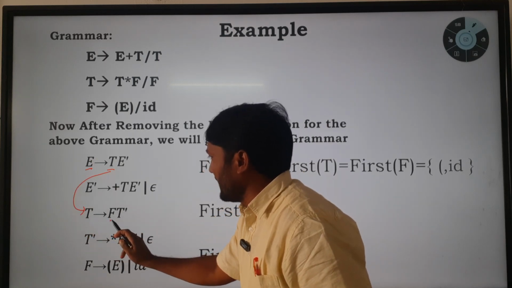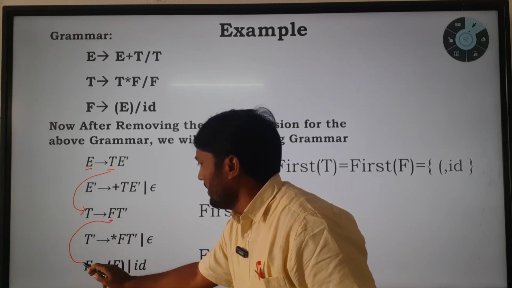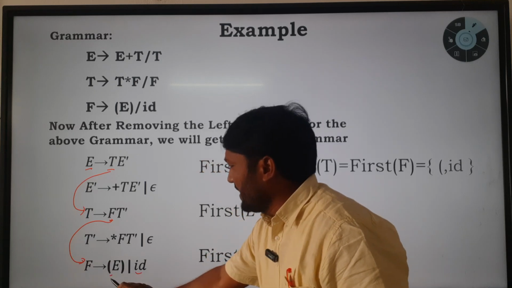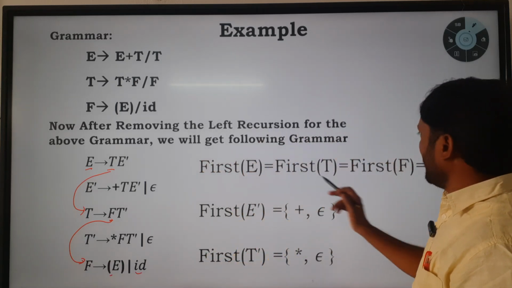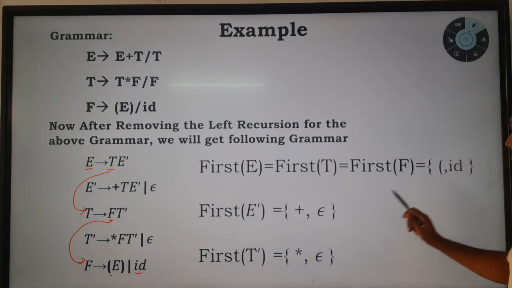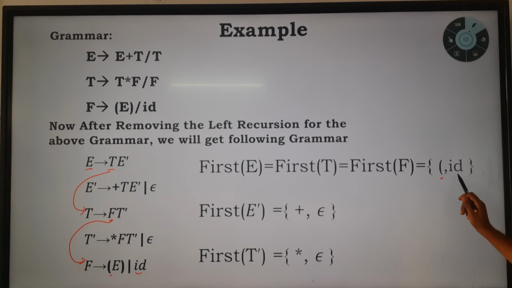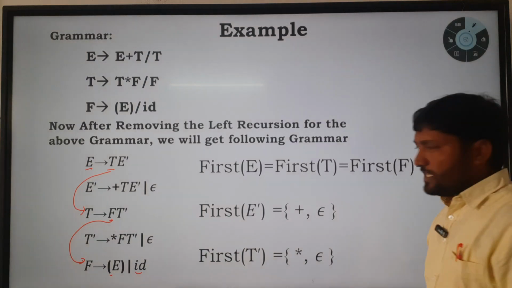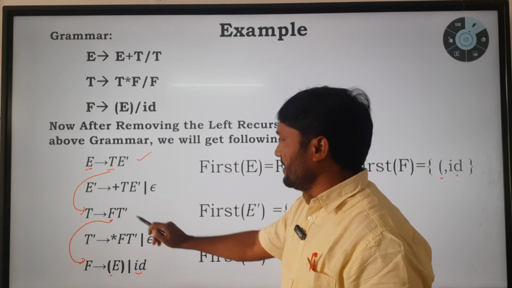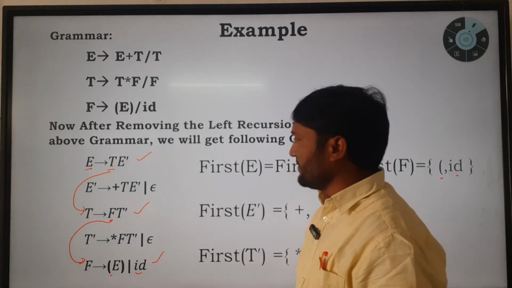Now T has a non-terminal symbol, so again come to the F production. F has two terminal symbols, open bracket and id. That's why first of E equals first of T, first of T equals first of F, which is open bracket and id. This is the first function. Now first of E is over, T is over and F is over.